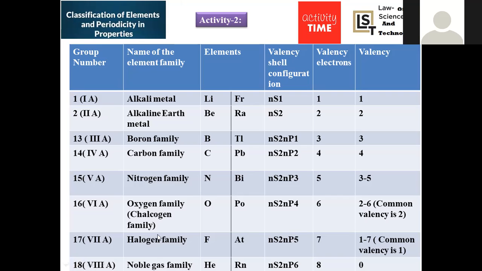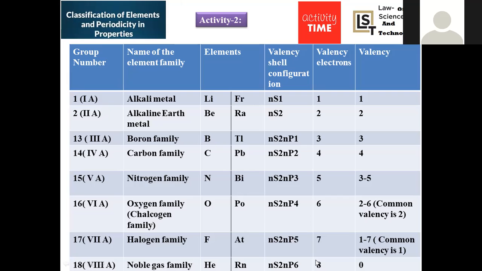Move on to the last group of this activity, the 18th group. The 18th group is designated as the noble gas family, starting with helium, neon, argon, krypton, xenon, and eventually radon is the last element. Radon is designated as a radioactive element, and their general electronic configuration will be ns2 np6. How many electrons can you find in this? 2 plus 6, total 8.